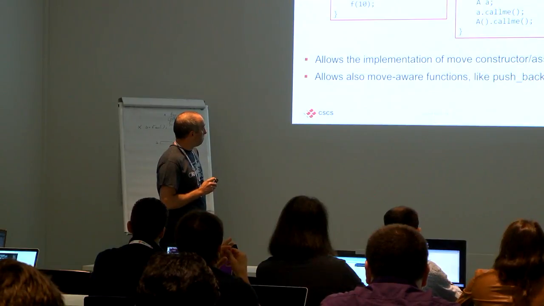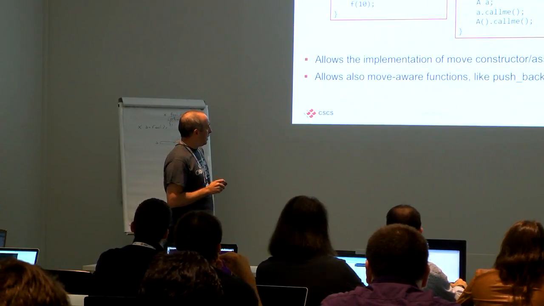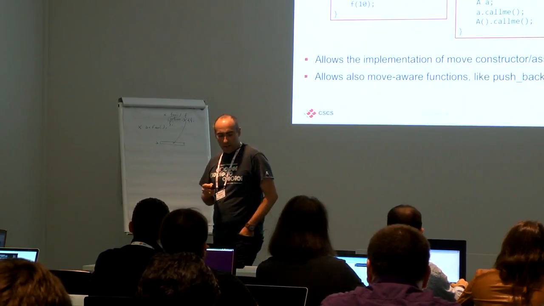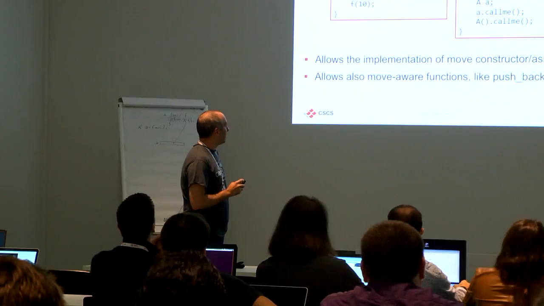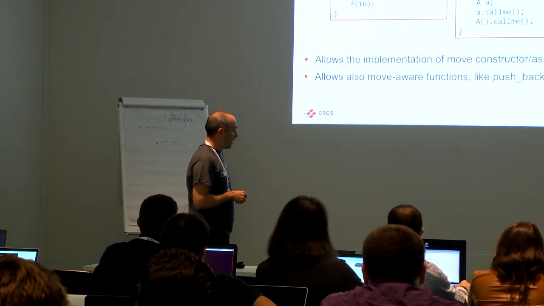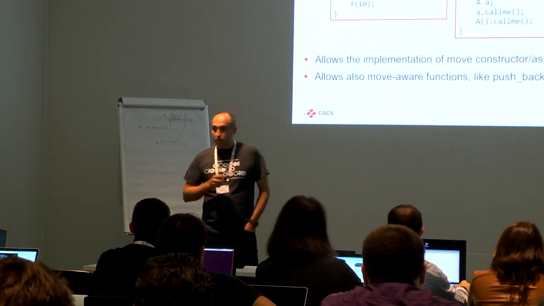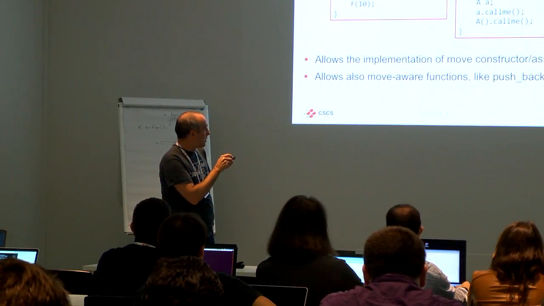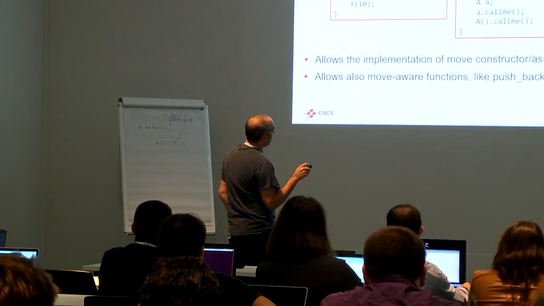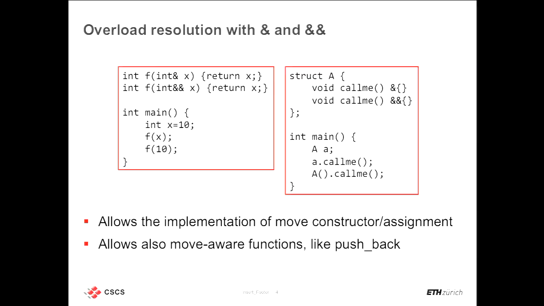Now we have another syntax which I find very interesting, even though I have never seen it used in practice: you can also decorate your member functions with & and && for the R value reference. And then when you create an object of type A and call a.callMe, you go to the reference implementation. And when you construct A on the fly and then call callMe, you go to the R-value reference implementation.